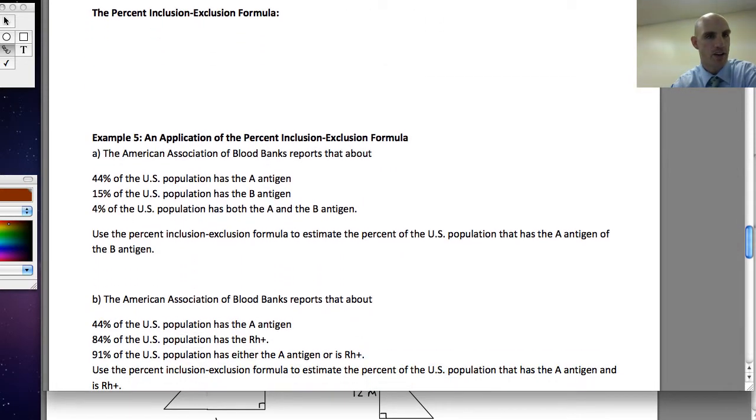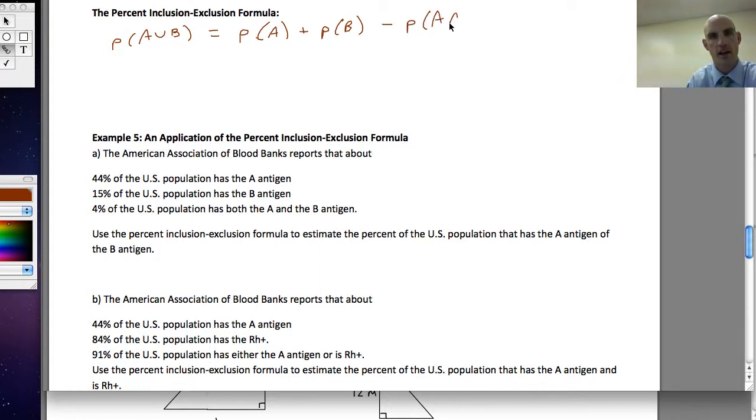Let's talk about the percent inclusion-exclusion formula. The percent inclusion-exclusion formula is much the same. The percent of A union B is equal to the percent of A plus the percent of B minus the percent of A intersect B. It's the same thing, except it's just having to deal with percents. This would be useful for surveys or pie charts or things of that nature.